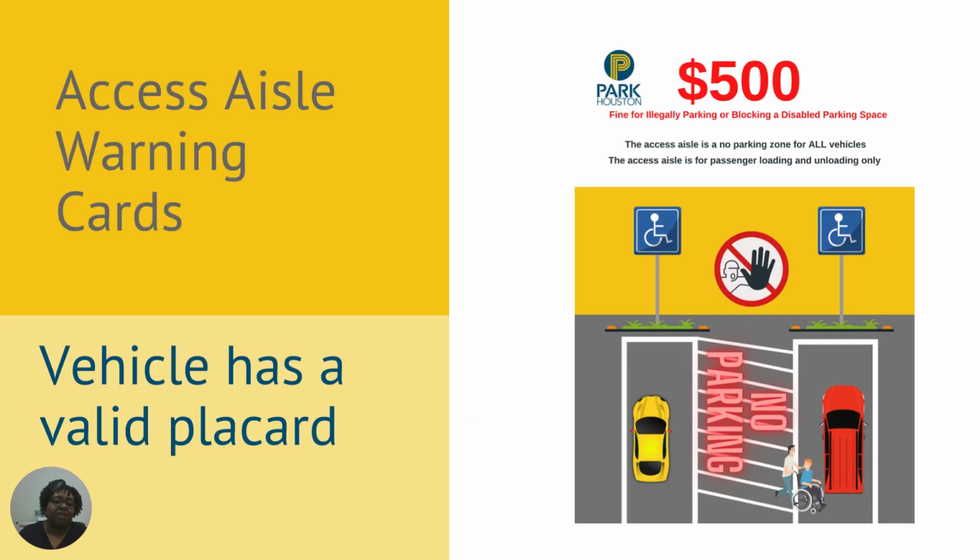We have access aisle warning cards available for you. If you see a car with a valid placard and they're parked in the access aisle, please place a warning card on the windshield for a warning. Because if they have a valid placard, they can go and have the citation dismissed. And also sometimes people make mistakes. They're not aware they cannot park in the access aisle.